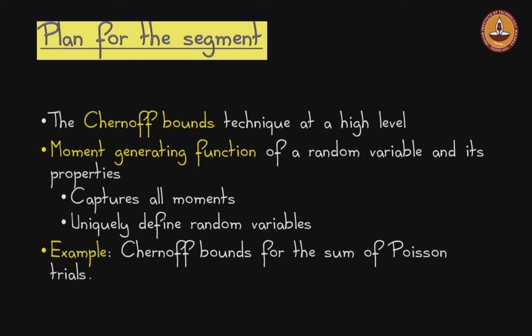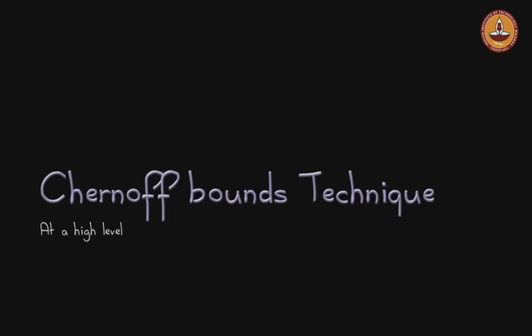And we will work out Chernoff bounds for the sum of some Poisson trials. It is basically a generalization of sum of Bernoulli trials, which is what we call binomial distribution. It is a slightly more general version for which we will work out the Chernoff bound. Okay. So, here is the Chernoff bound technique at a very, very high level.